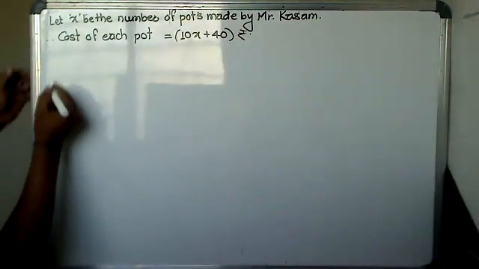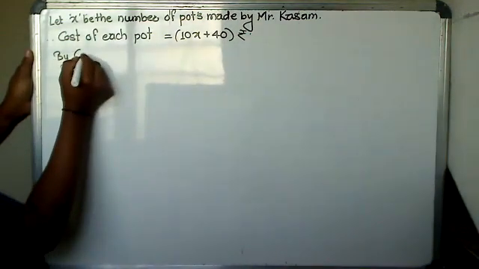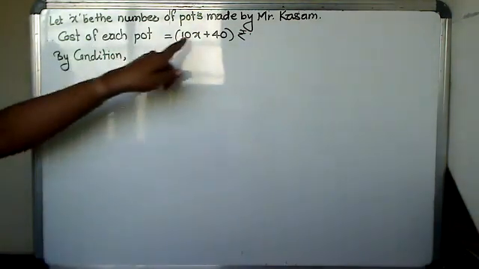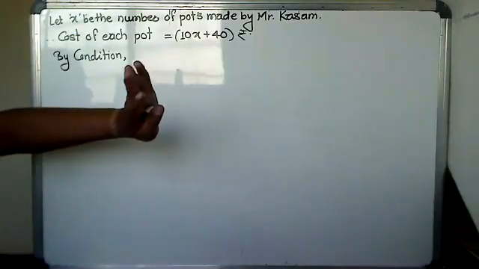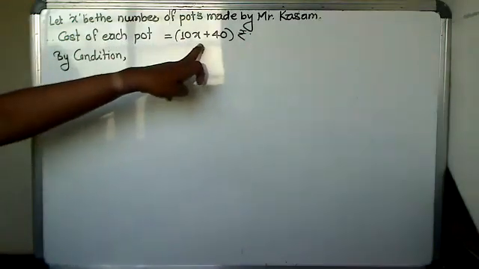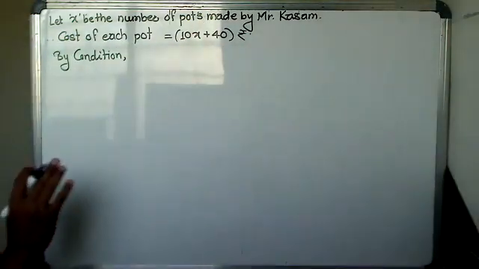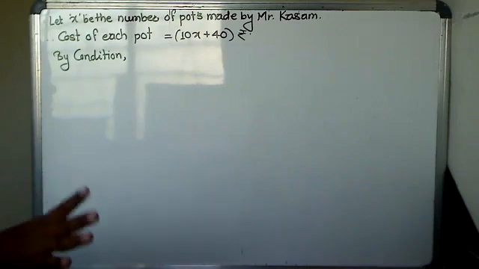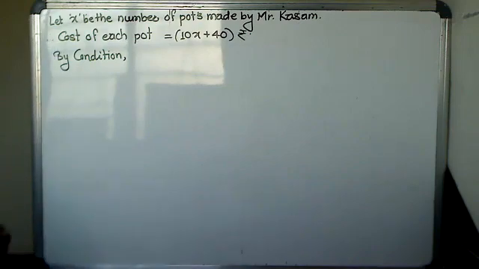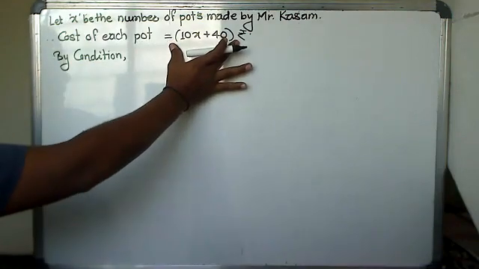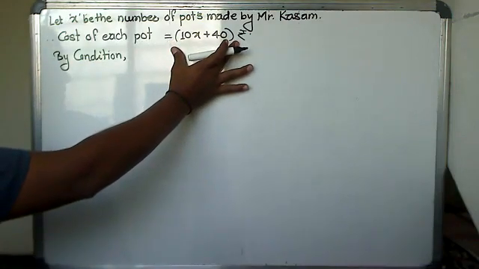Okay. So what is the condition here, or what is the given information? This is also given, we can call this a condition, or the information. Cost of each pot is 10x plus 40, and the production cost of all the pots he made in one day is 600 rupees. So the number of pots is X, and the cost of each pot is 10x plus 40.